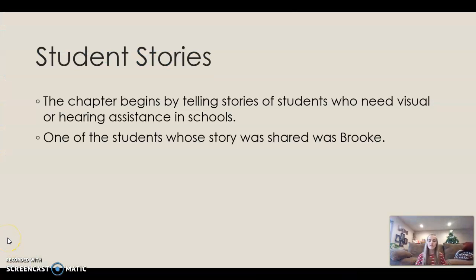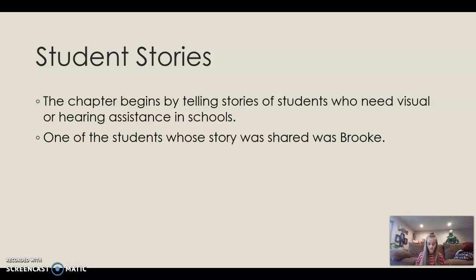So the chapter starts out with some student stories, and I just wanted to share one of them. One of them was Brooke, and it talks about their experience with their hearing or vision disabilities. Brooke was a high school senior, and she had a hearing disability. She had hearing loss in both ears, and she'd worn a hearing aid for forever.